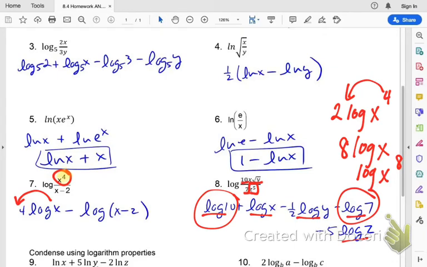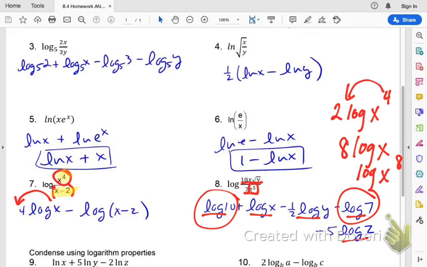And then you said on number 7, why do you keep the x minus 2 instead of log x and log minus 2? And the reason why is because this is considered one term because there's a minus sign in between. The only time that it gets separated is if everything is multiplied by each other, and in the denominator of number 7, they're not multiplied, they're being subtracted.